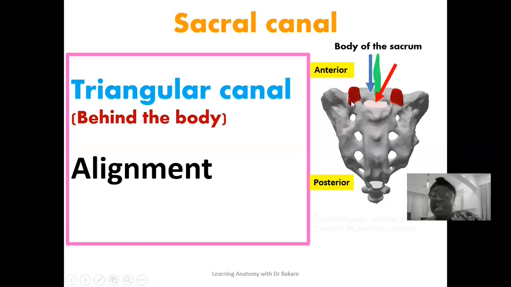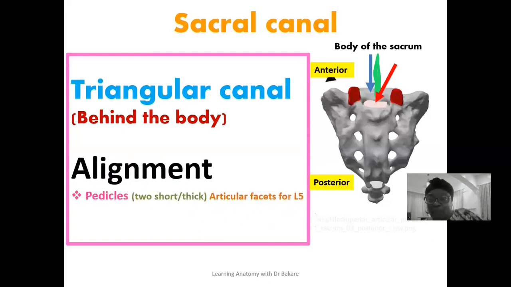So if you look at it from the body of the sacrum, we have margins that are referred to as the pedicles. This is the pedicle here on one side, and we also have another emergence on the other side. This is a thick, short emergence, mass of bone that is seen to extend from the body of the sacrum and of course running posteriorly.